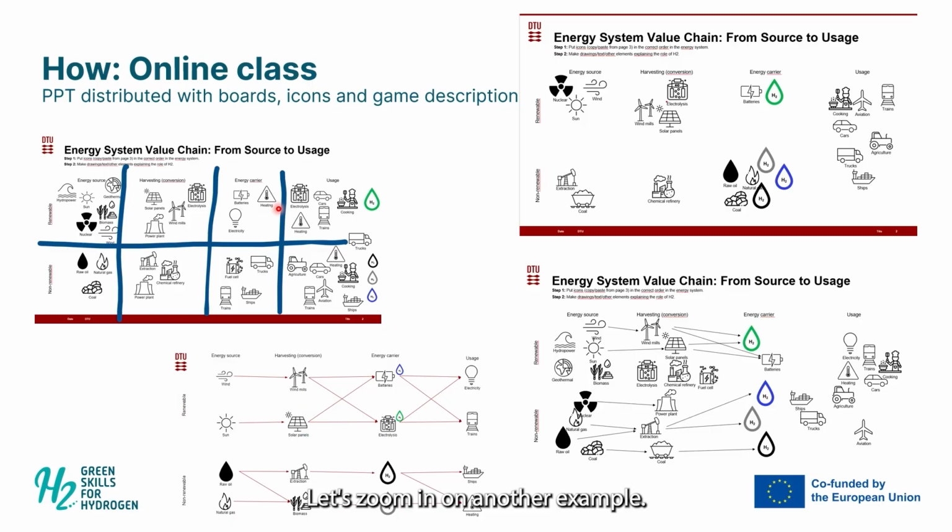Let's zoom in on another example. So we have group 2 and group 4 here. And as you can see, they have placed nuclear energy in different places. So in this case, we could ask group 1, why did you put it under renewables? And why did you put it under non-renewables, or have you put it in between non-renewables and renewables?